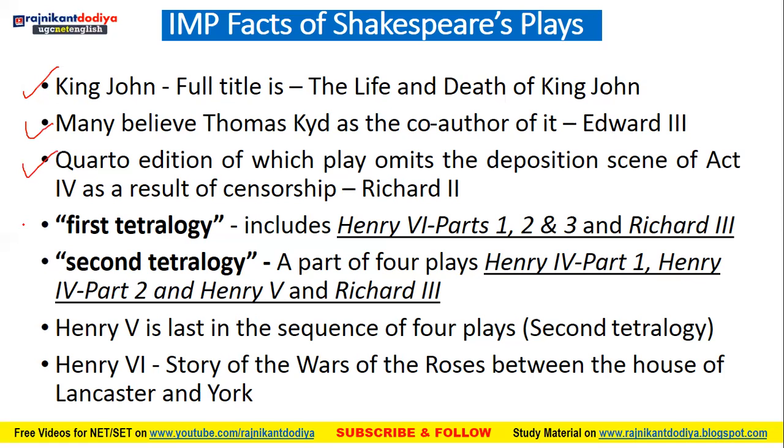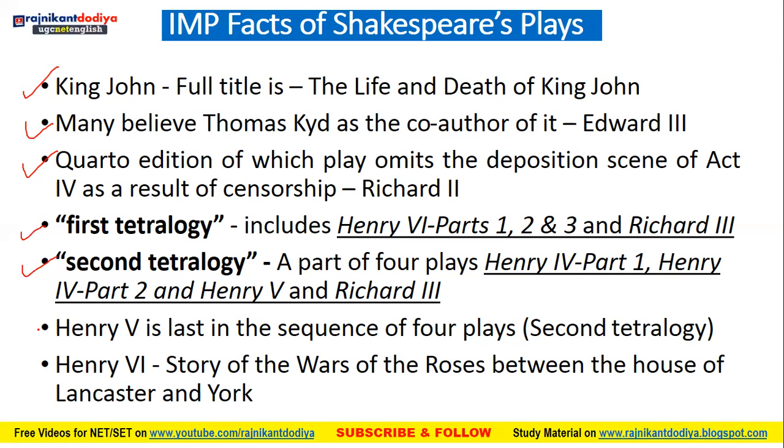Then the first tetralogy includes Henry VI, Parts 1, 2, and 3, and Richard III. That we have to remember. Then the second tetralogy includes four plays: Henry IV, Part 1, Henry IV, Part 2, and Henry V. Then Richard III. Sorry, here I made a mistake. Richard II will come here. Then Henry V is the last in the sequence of four plays that we have to remember.